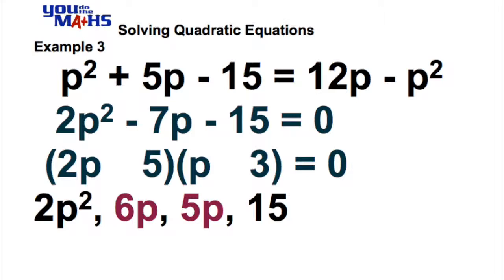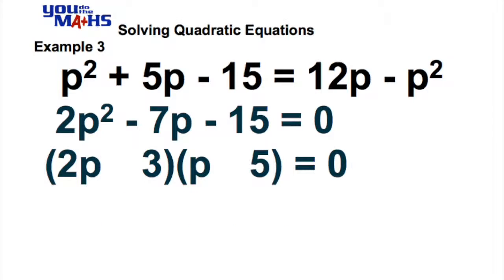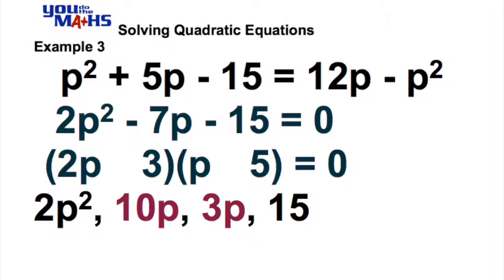Let's have a look at another option where we've got perhaps the 3 and the 5 switched around. They still multiply to 15, and again we'll worry about the negatives later. Let's see what happens when we multiply out these brackets. 2p multiplied by p gives us 2p squared, 2p by 5 gives us 10p, 3 multiplied by p gives us 3p, and 3 5s are 15. And we can make 10p and 3p come to 7.